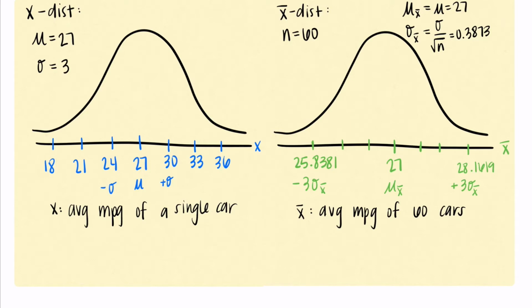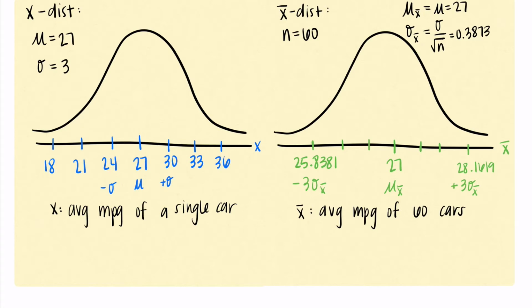The variable that we're discussing here is the average miles per gallon of a single car, and I'm going to let that be represented by x. I know that the population is normally distributed with mu equal to 27 and sigma equal to 3. I can use that information to construct the normal distribution with this number line. Keep in mind that each one of the values on this number line represents the average miles per gallon of a single car.